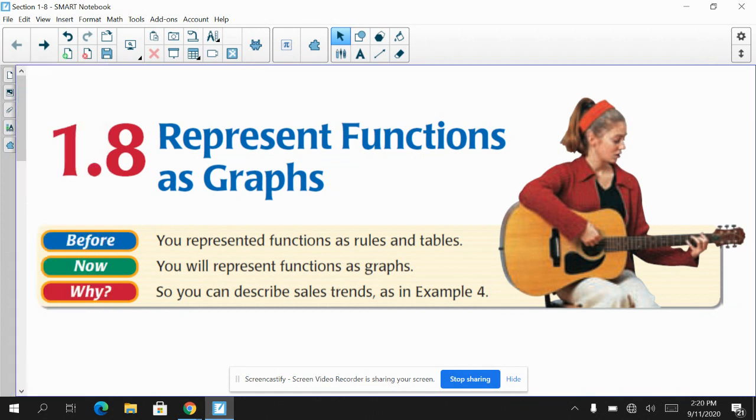We are going to get into section 8 of chapter 1. This is the last section of chapter 1. We have a test over the entire chapter coming up at the end of this week. That'll be the first large product grade of the year.